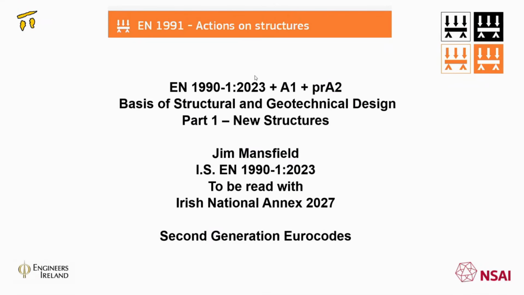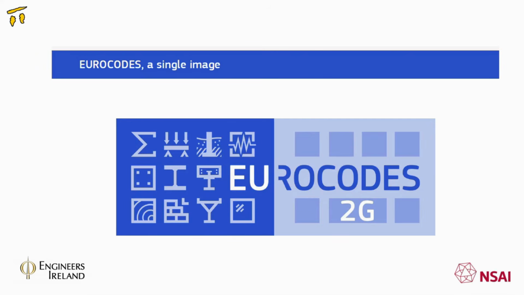So basically, I'm talking today about Eurocode 1990 part. 1990. Sorry, that top slide is an error there. I'll move on to the next slide. Talking about the Eurocodes, I'm talking about EN 1991, which is the Eurocode for actions, and basically is dealing with the actions. And this is a generic slide of the Eurocodes as a whole.